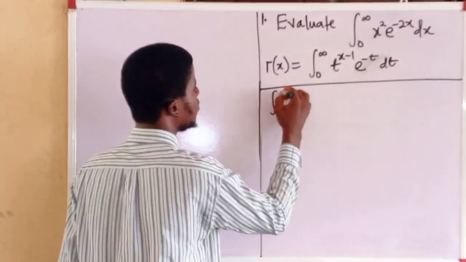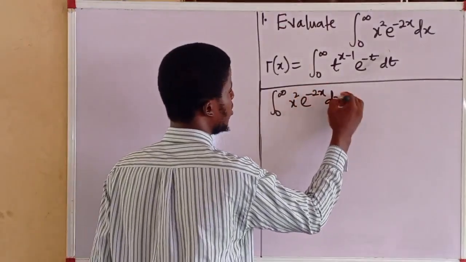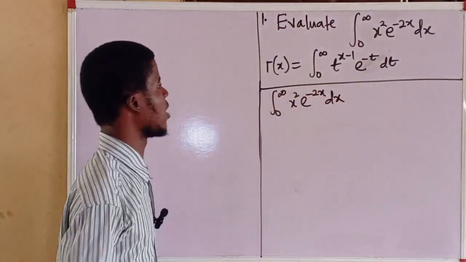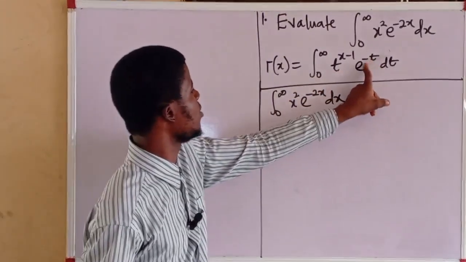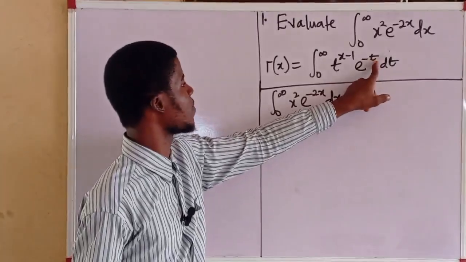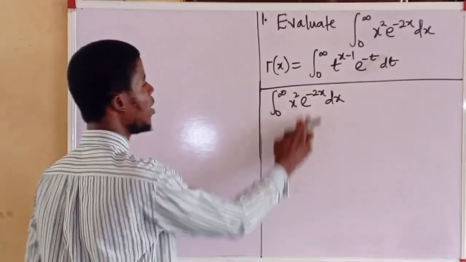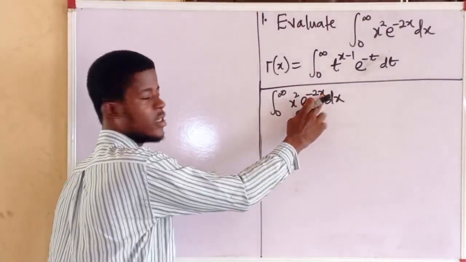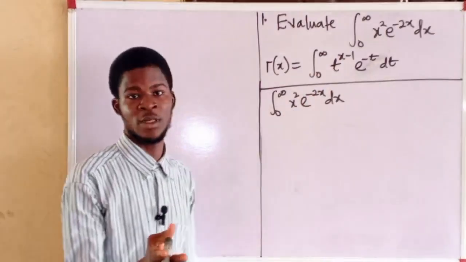The integral from 0 to infinity of x squared e to the power of minus 2x dx. I can see from here, the gamma function of x, that e is raised to the power of minus t. T is having a coefficient of minus 1. But here, x is having a coefficient of what? Minus 2. So we have to make a little adjustment.